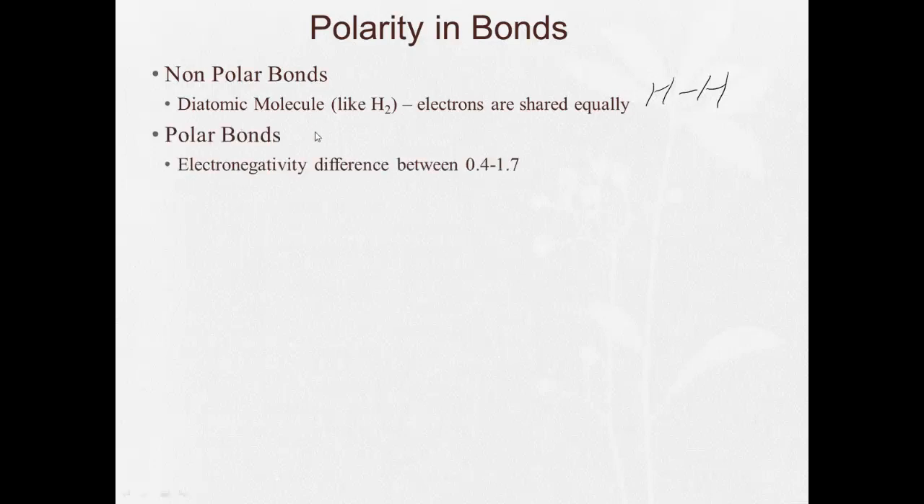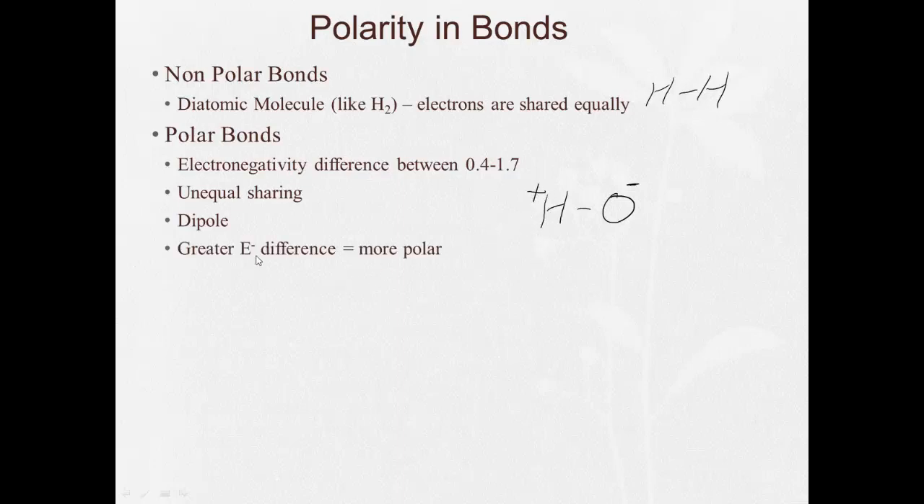Now, polar bonds is when you're going to have an electronegativity difference between 0.4 and 1.7. So there's going to be an unequal sharing, and that leads to what's called a dipole. When we have a bond between hydrogen and oxygen, for example, the electrons spend more time with the oxygen, so that ends up being a negative dipole, or the negative end of the bond. They spend less time with hydrogen, making this the positive dipole, or the positive end of the bond. The greater the electronegativity difference, the more polar the bond. The lower the electronegativity difference, the less polar the bond.